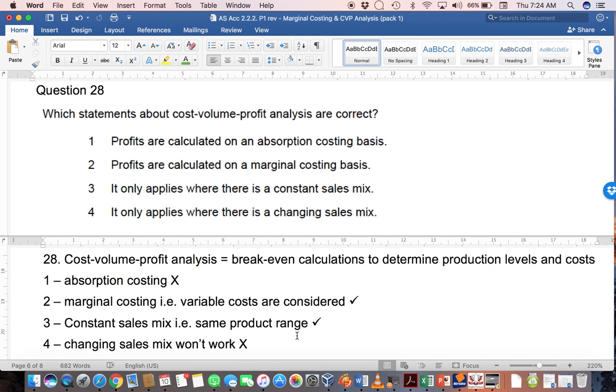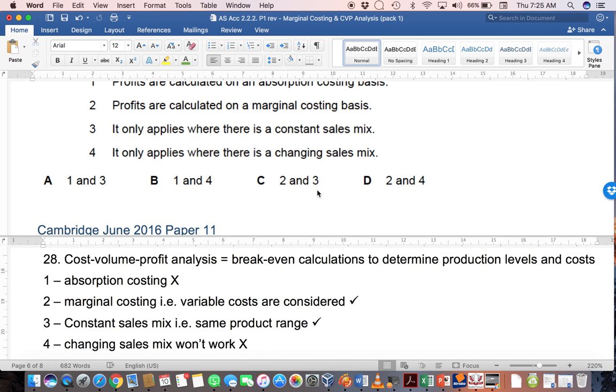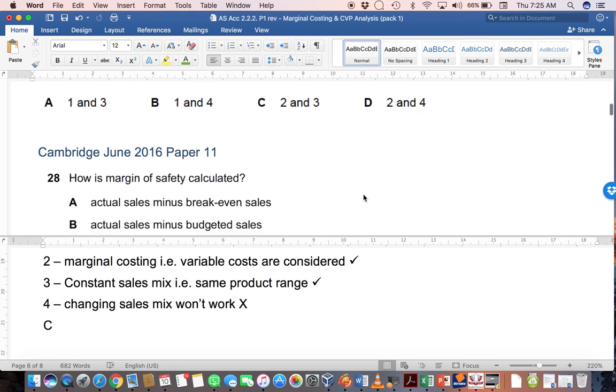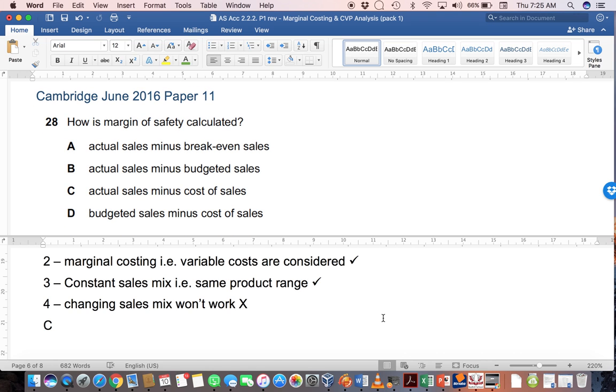It's very difficult to work out a break-even calculation ratio or graph when you've got products that are all very different. So for example, where you're using job costing, you can't really use break-even analysis because each item is very, very different, and so it's not going to be suitable. So we do like number 3. Number 4, it only applies where there's a changing sales mix, is a direct contradiction to number 3. So for exactly the same reasons discussed, we can't use number 4. So we need to find an answer that has numbers 2 and 3, in other words, C.